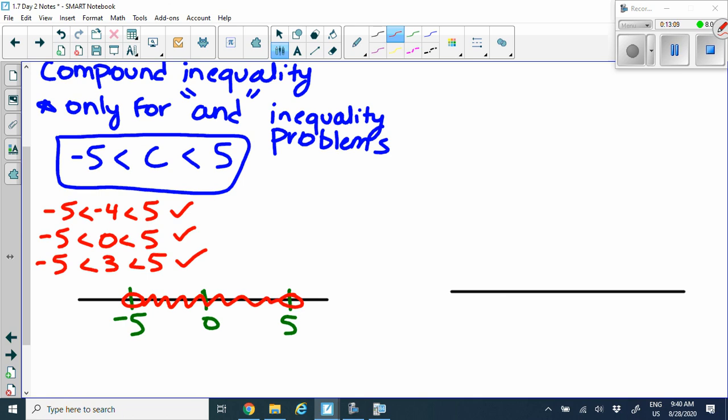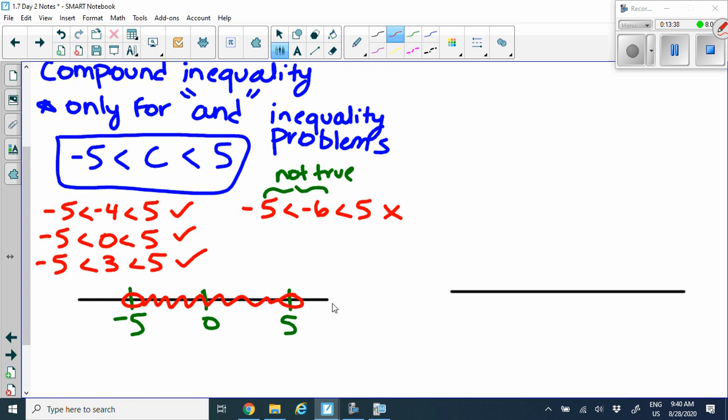Now let's look at a number that is outside, meaning like -6. Let's see if that works. So -5 is less than -6, which is less than 5. Okay. Is -5 less than -6? No. Okay. So this does not work because this part is not true. So because we get a false statement, we are not going to shade on the left-hand side of -5.